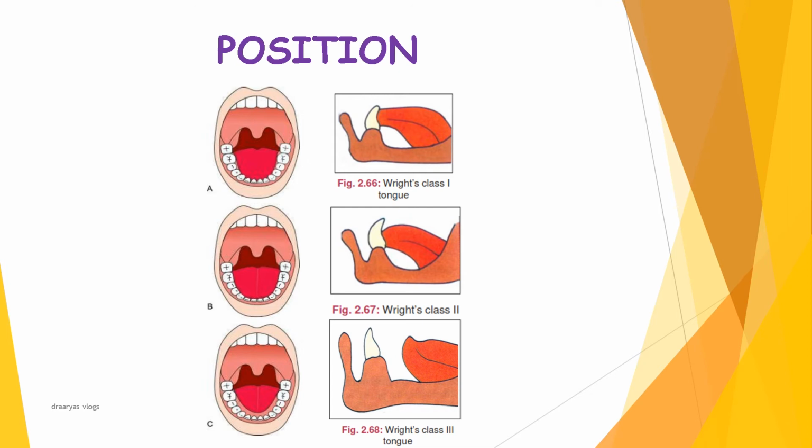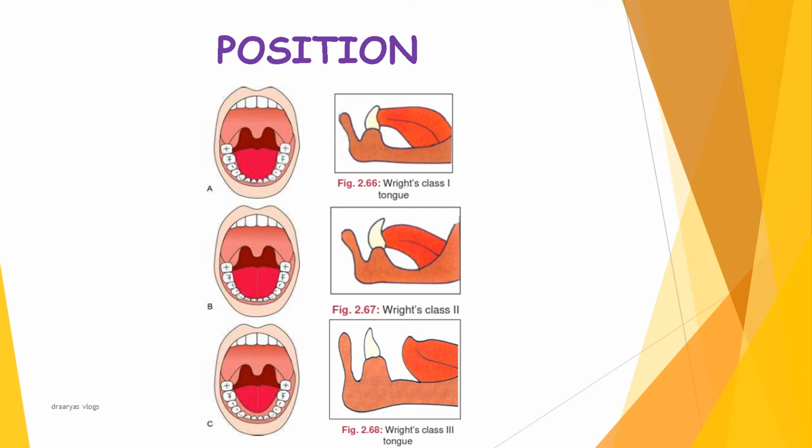Next, going to position of the tongue. The position of the tongue greatly affects the ability of a patient to successfully wear a complete denture. According to Dr. C. Wright, he classified the tongue position into 3, that is class 1, class 2 and class 3. In class 1, the tongue lies on the floor of the mouth with the tip forwards and slightly below the incisal edges of the mandibular anterior teeth.